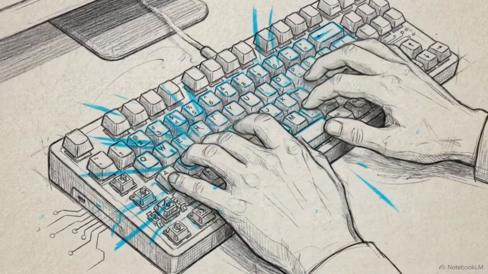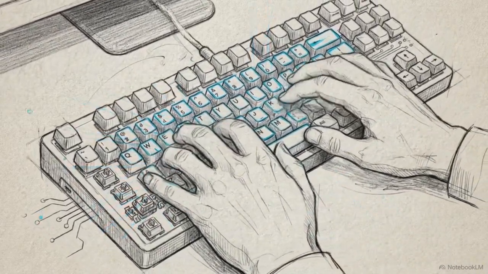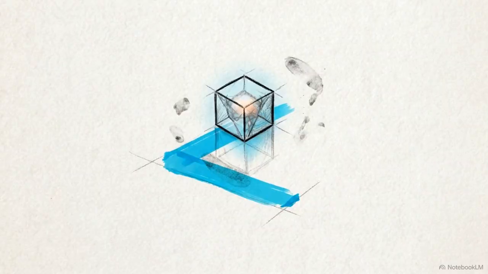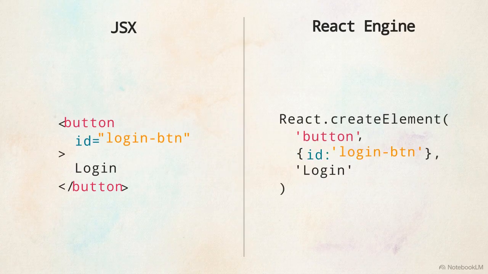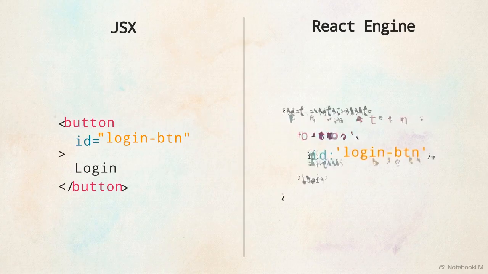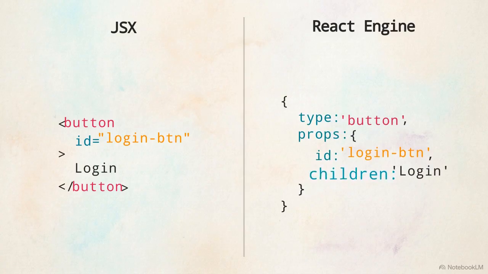A common trap in technical interviews is calling JSX a templating language or HTML. It is strictly syntactic sugar. This split screen reveals what happens under the hood. HTML-like tags on the left mechanically translate into a React.createElement function call on the right.